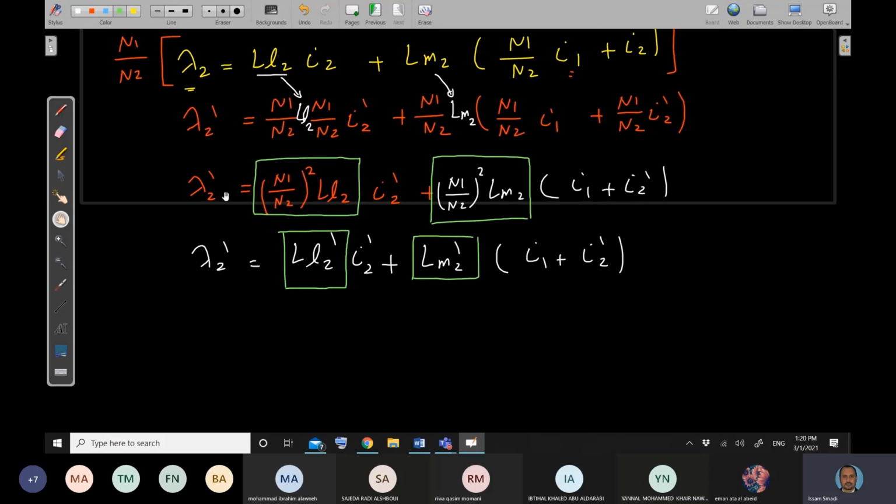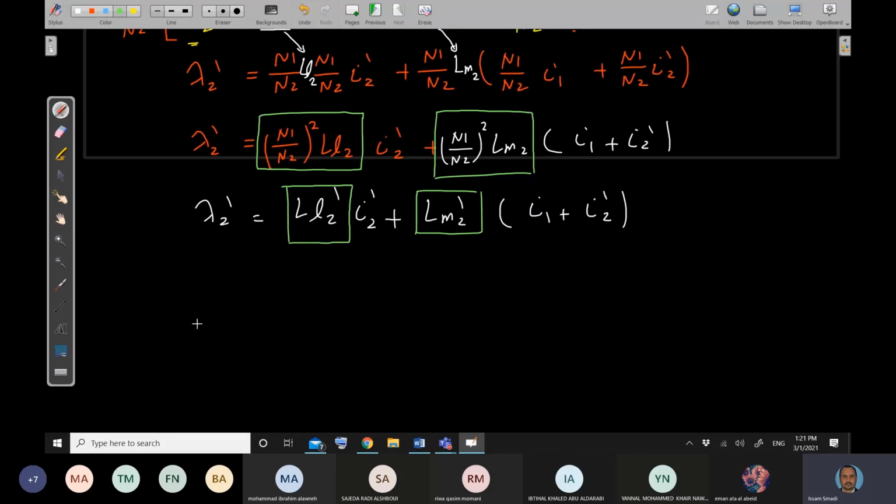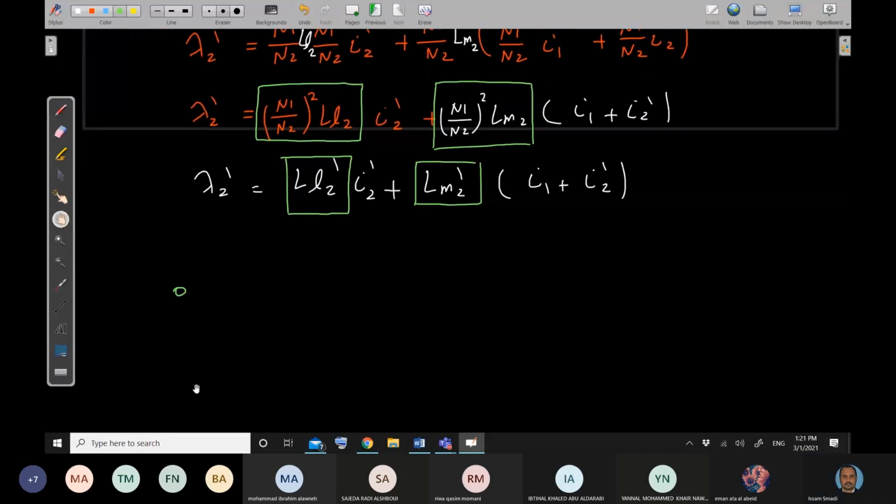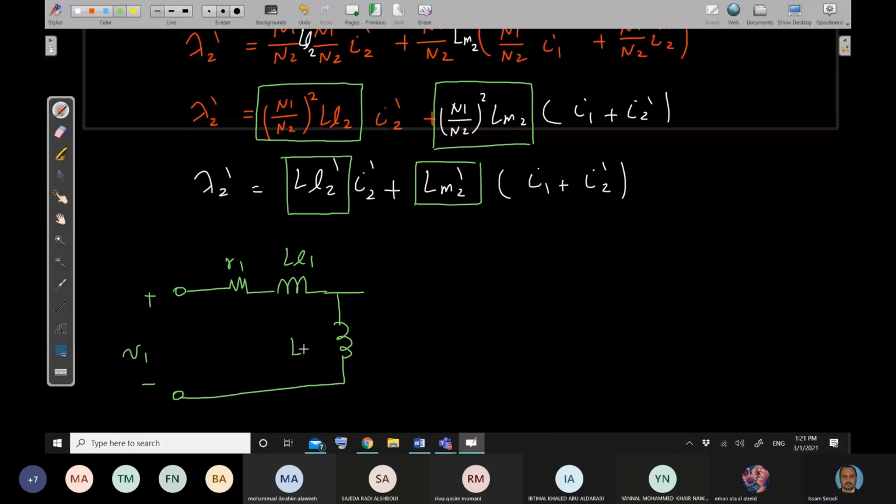Now, if I need to plot the T equivalent circuit, then I will have two ports. This is the first port, which is V1, plus and minus. And for V1, I'm having the resistance, which is R1. Then I'm having the leakage inductance L1, and I'm having the magnetizing inductance, which is LM.